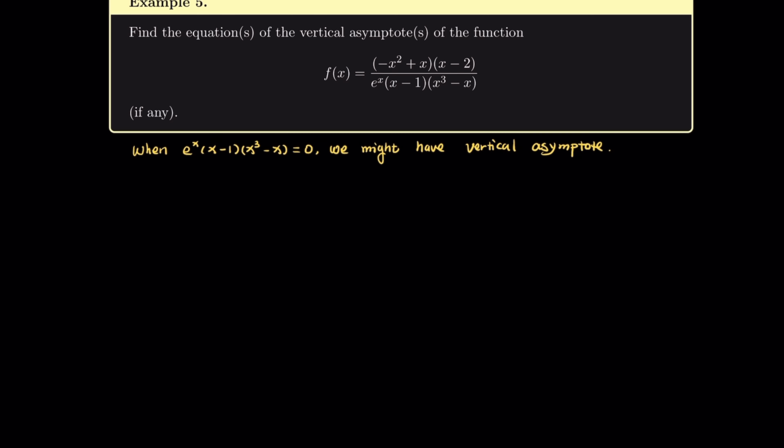Now, we need to solve this equation. Notice that the first term, e to the power of x, is strictly greater than 0, because the graph looks like this. We can see that it never crosses the x-axis, and it's greater than 0. In other words, in order for this equation to hold, I need those two terms to be 0.